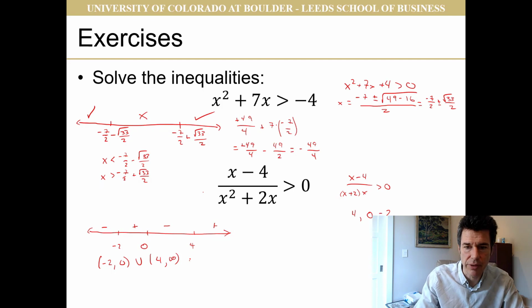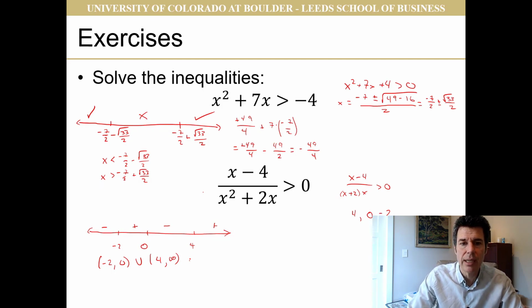So that's how we solve this last problem. Find the places where the function is 0, find the places where the function is discontinuous, and solve. Always make sure on the right-hand side of this equation you have 0.